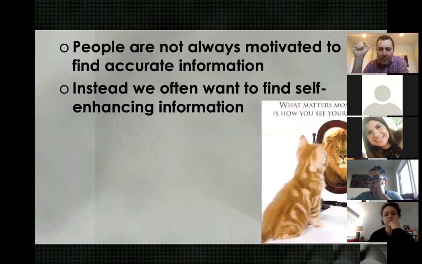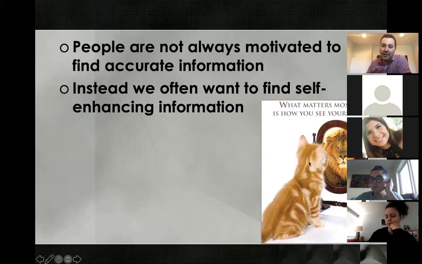So if we're not motivated to find accurate information, what information are we motivated to find? Well, one of the general themes in social psychology, something that pops up all over the place, is that people are really strongly motivated to find not accurate information, but self-enhancing information. In other words, we really like to feel good about ourselves. And so we really like positive feedback.